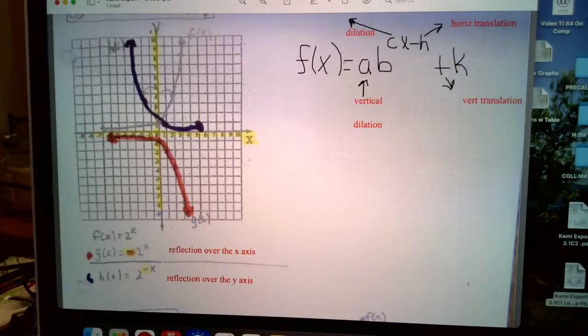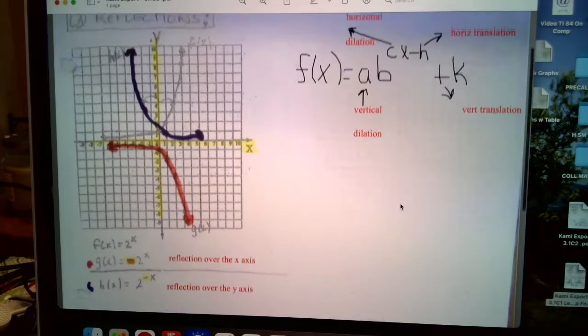So reflections will happen over an x and a y-axis. Negative in front over the x, negative in with the exponent over the y.